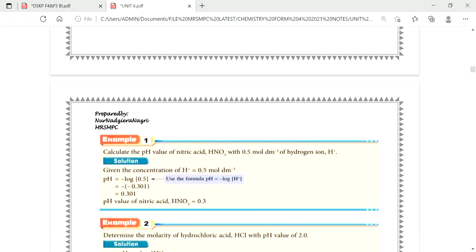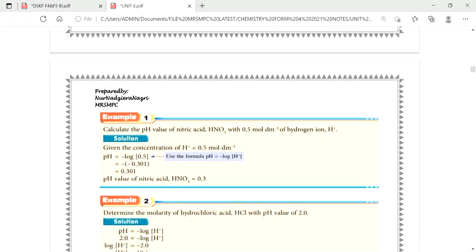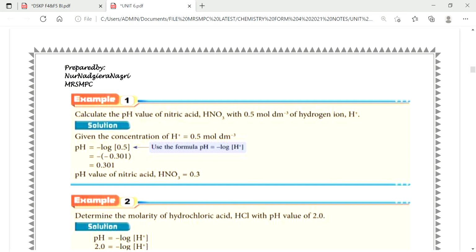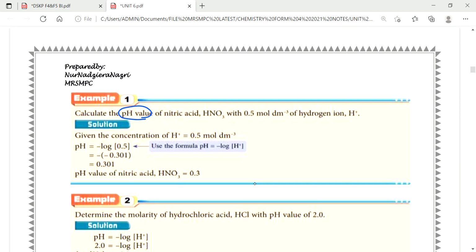Okay, now we are going to focus on calculations. This is the important part. First thing first, we already know that pH is equal to negative log concentration of hydrogen ion. So look at example 1: calculate the pH value of nitric acid. Nitric acid means we look at H plus ions, with 0.5 mole per dm cube of hydrogen ion. So what is this 0.5? Look at the unit. This unit refers to concentration, or molarity. So it says the concentration of what? H plus.